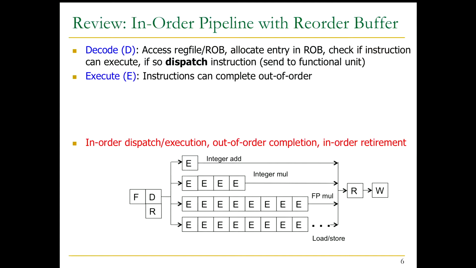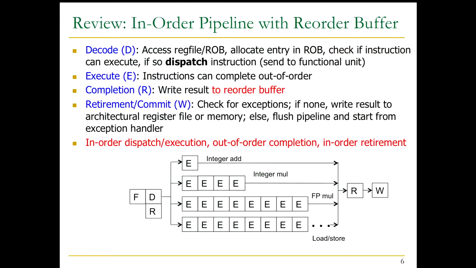And then instructions execute, and they can complete out of order, out of the program order. When they complete, they write their results into the reorder buffer. And only when they're ready to retire, meaning they're at the head of the reorder buffer, they're the oldest instruction in the machine, and they don't have an exception, and we're not handling an interrupt, then they can write the result to the architectural register file or memory, one instruction at a time. Otherwise, if there's an exception, you flush the pipeline and start from the exception handler or the interrupt handler. So this is a machine that works and that obeys the von Neumann semantics, sequential execution semantics.